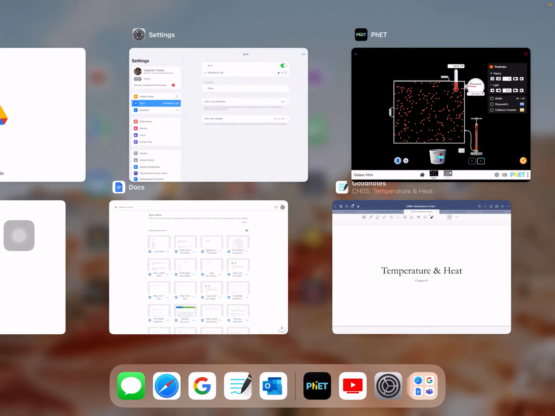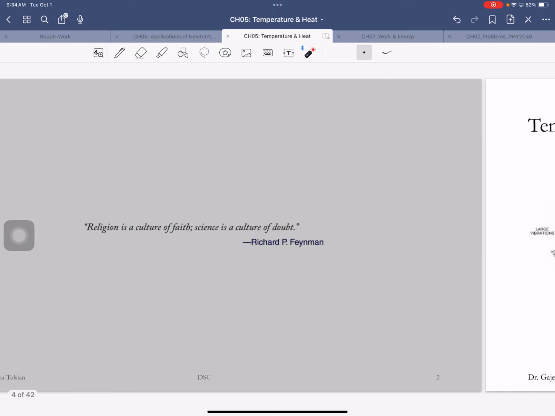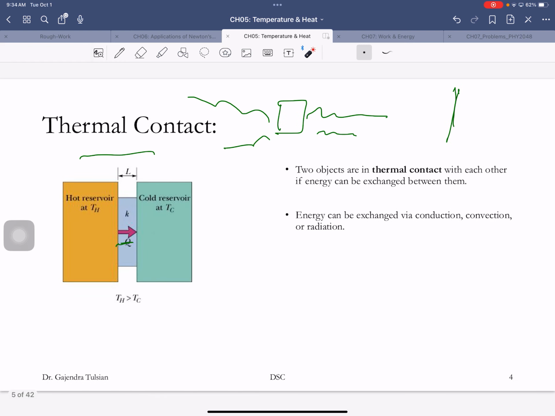We learned that. What I'm going to do is quickly summarize what we did last week and then go over the new stuff. So two objects are in thermal contact when they can exchange heat energy. And like we said last time, you're in thermal contact with everything in this room. You can exchange heat via conduction, convection, and radiation. And we'll come to that.